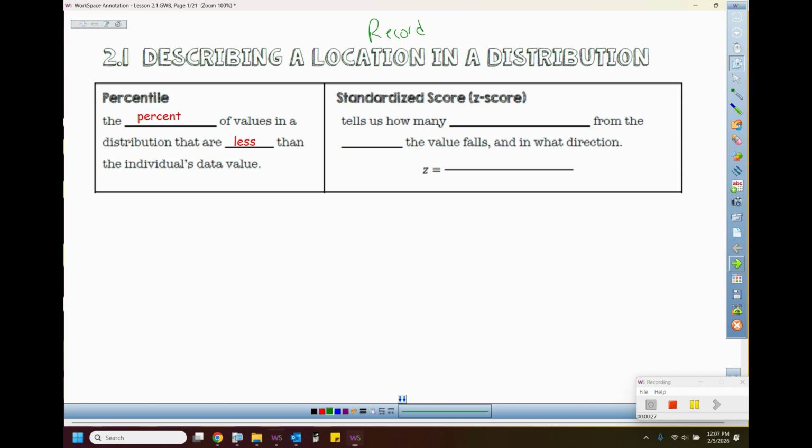And then this z-score we'll deal with later, but we'll just kind of talk about what it's all about. It was those weird questions on our activity today. It tells us how many standard deviations you are away from the mean.